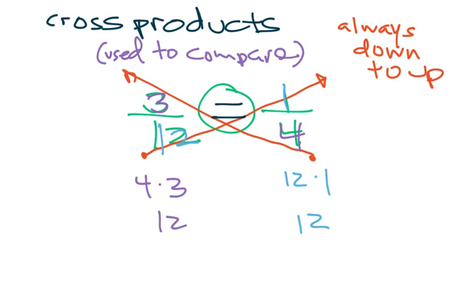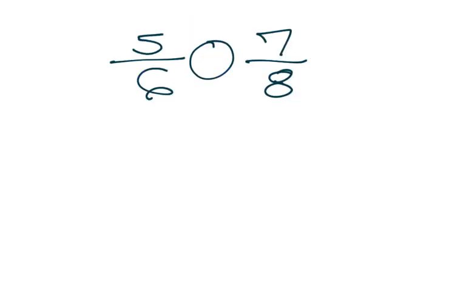I don't. No, really. I don't. I mean, maybe I would use it more for something like this. These guys are kind of close. 5/6 and 7/8. Who knows? Maybe they're even equal. We could share a denominator, and we will. But right now, let's just cross product. Remember, down to up. Down to up.